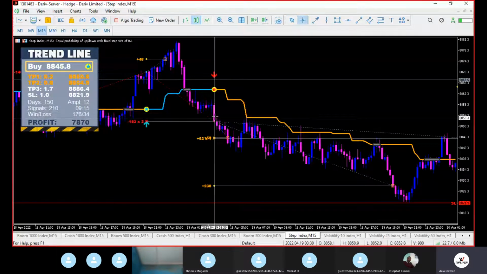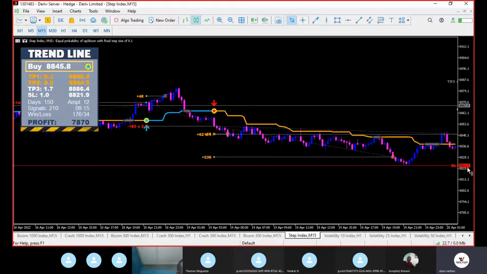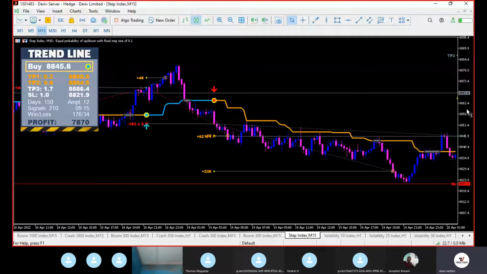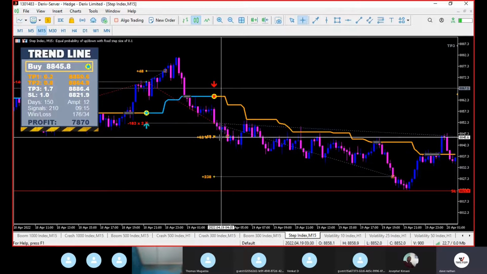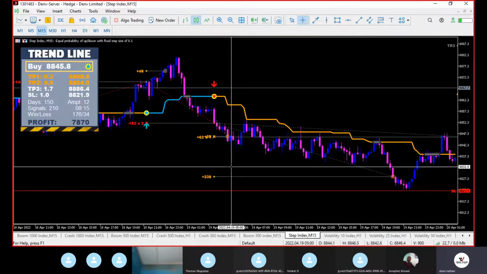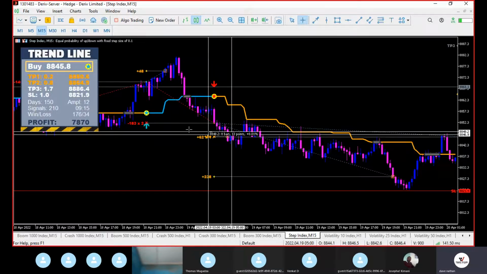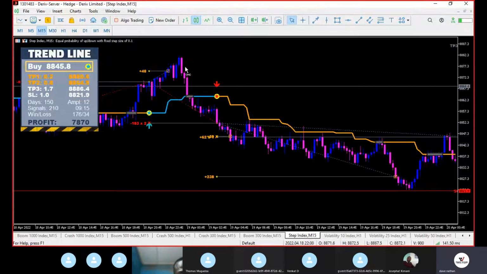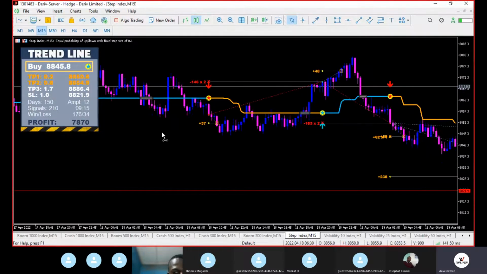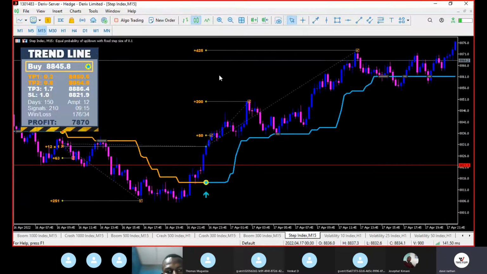So this was where the signal came, and let me see where the stop loss was for this particular trade. Okay, it's not showing. But this was where the signal came, and it was able to hit take profit one. It was also able to hit take profit two. So this was a buy signal at this point, just hit take profit one. This was a sell signal, and this was also a buy signal. It hit take profit one, two, three.